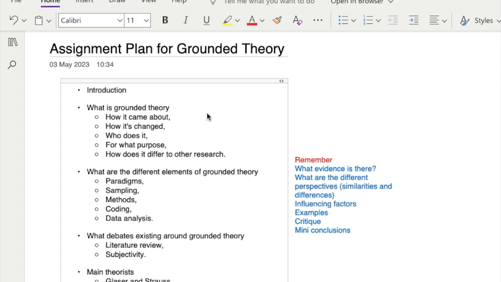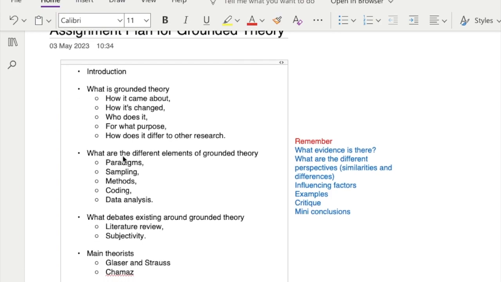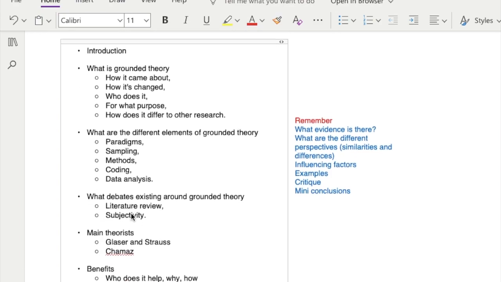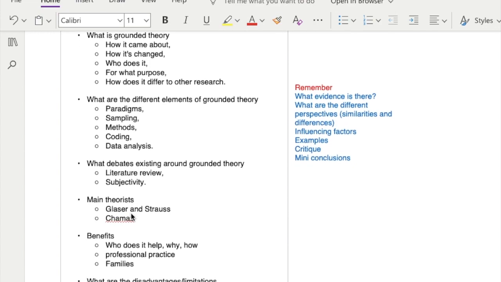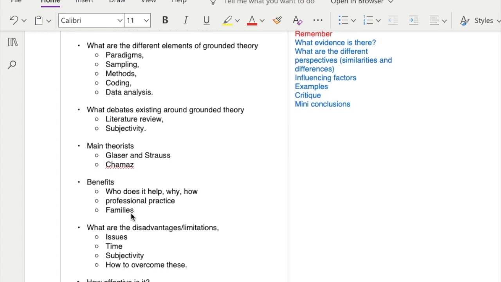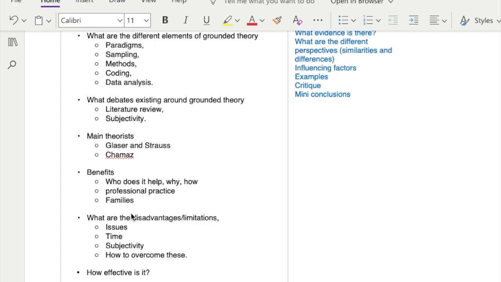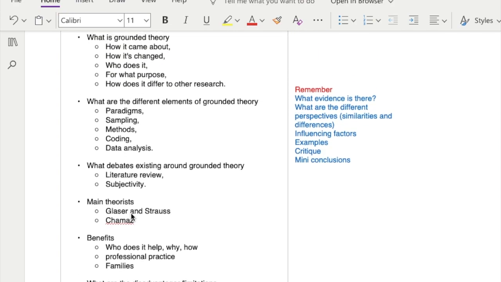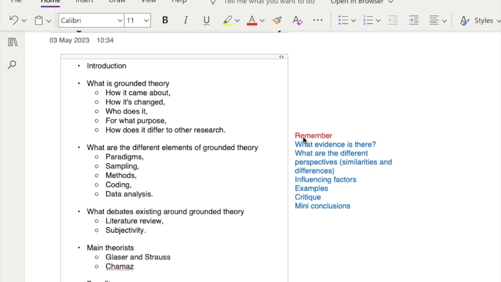So what you can see here is I've now put this in order. I've got some of my key questions here, or key points that I want to cover off, most of which were on the mind map. I might have added a couple more. But what you can see now is I've put on this side here, where I've got "remember", core things that I need to make sure I include. So, what evidence is there?